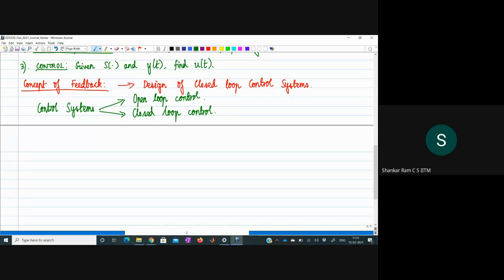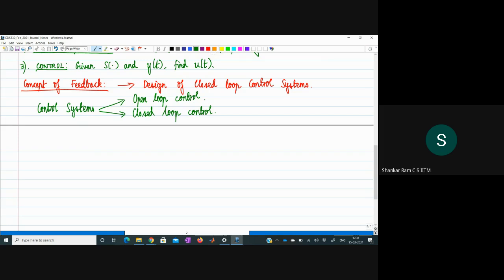Then we will install a sensor in the fan, which will measure the actual value of the angular speed of the fan at each and every instant of time. Then it will provide that information to a control unit. The control unit will compare the actual measurement at each and every instant of time to what is desired, and then it will take corrective action. That is what is called closed loop control with feedback.